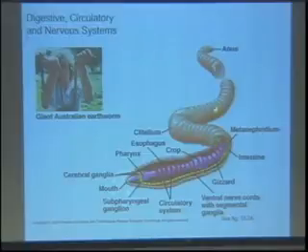Here's the GI tract. Now we have a true tract. So we have a true mouth and a true anus. And as we go through here, we have specialization. So one specialization is the pharynx. It's much more obvious in the earthworm. The diagram here is really not very impressive. So we have a pharynx.